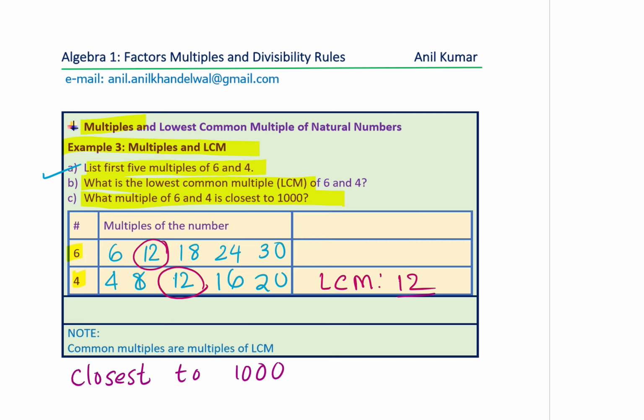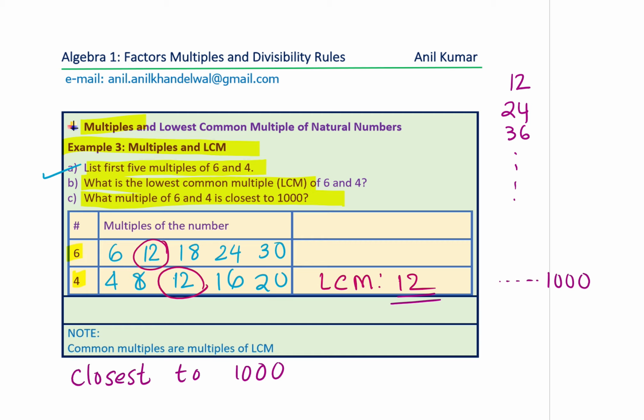We know 12 is the lowest, and now the other common multiples will be what? Well, other multiples will be multiples of 12. So 12 and then 24 and then 36 and likewise. But we have to go somewhere close to 1000. You get the idea. This is what we're trying to figure out.